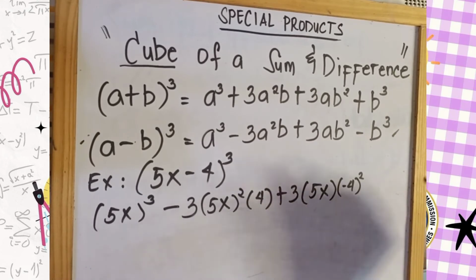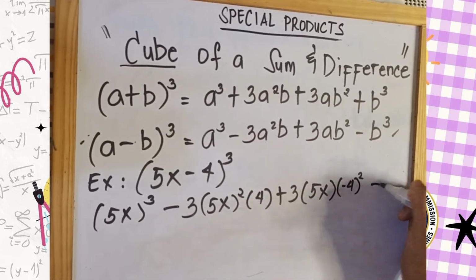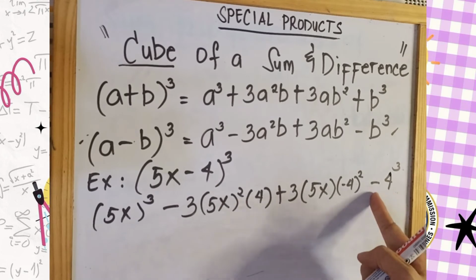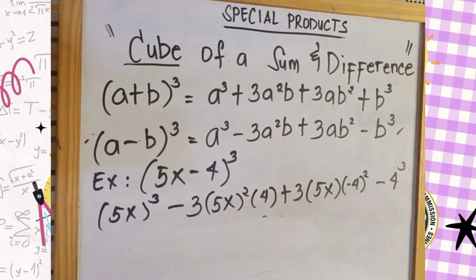And then, what's now our sign? Negative, positive. So, this time, negative na naman yung sign natin. Negative 4 cube. So, cube the last term. So, that is negative 4 cube. Okay, so let's now simplify our answer.